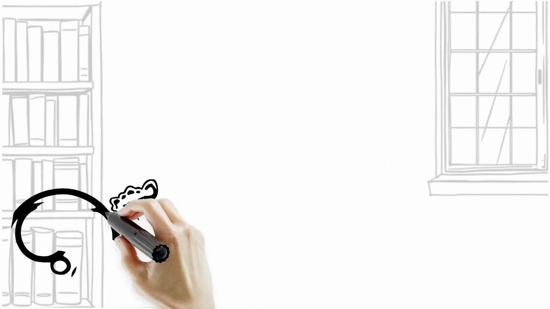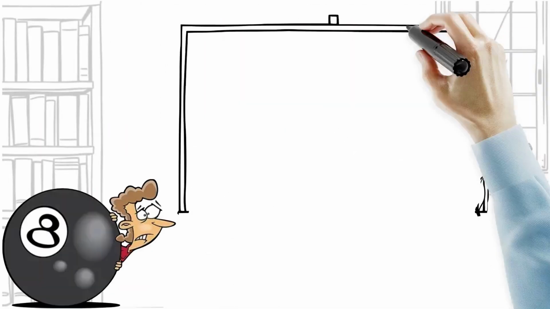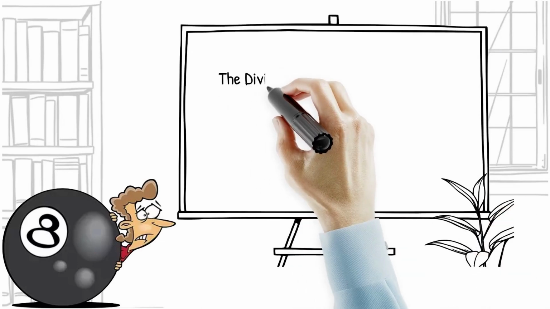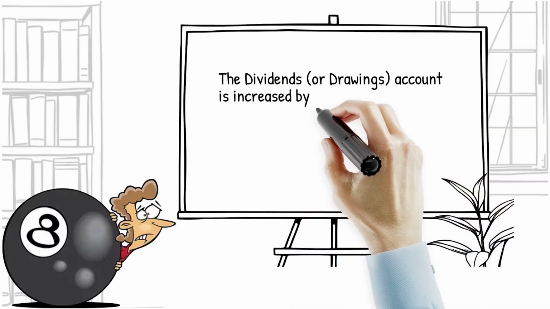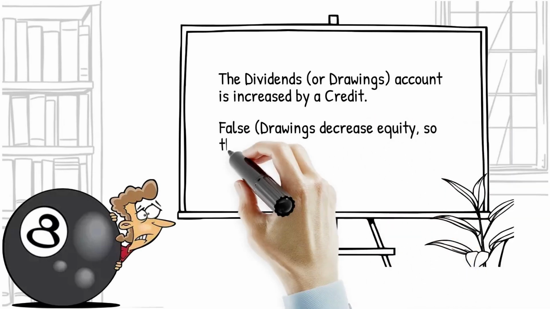The dividends or drawings account is increased by a credit. False. Drawings decrease equity, so they are increased by a debit.